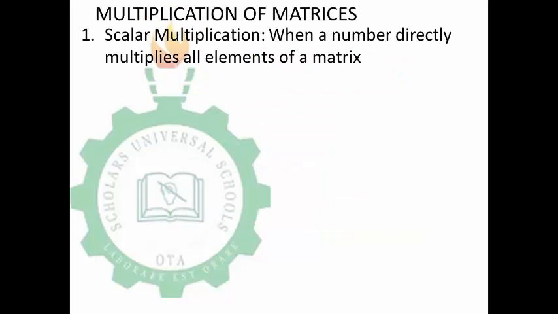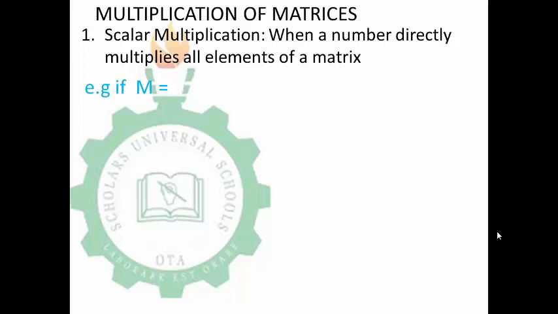Multiplication of matrices. There are two types of multiplication in matrices. We have what we call scalar multiplication, and we have what we call vector multiplication. First, let us go to scalar multiplication. Scalar multiplication is when a number, just an ordinary number, is made to multiply a matrix.